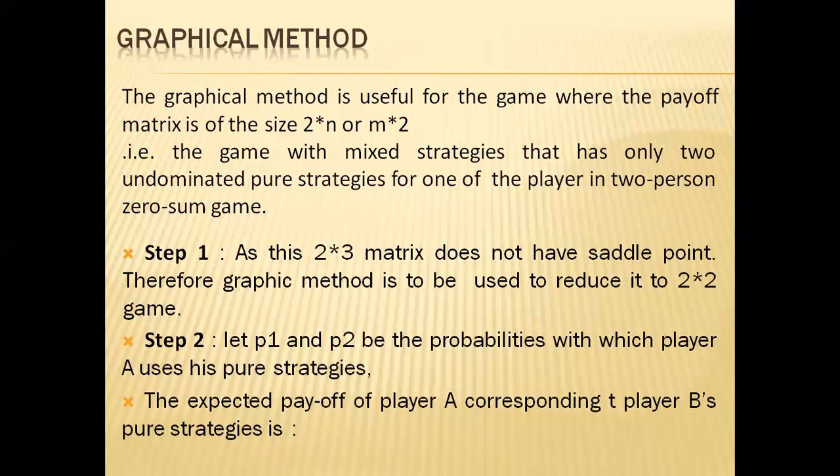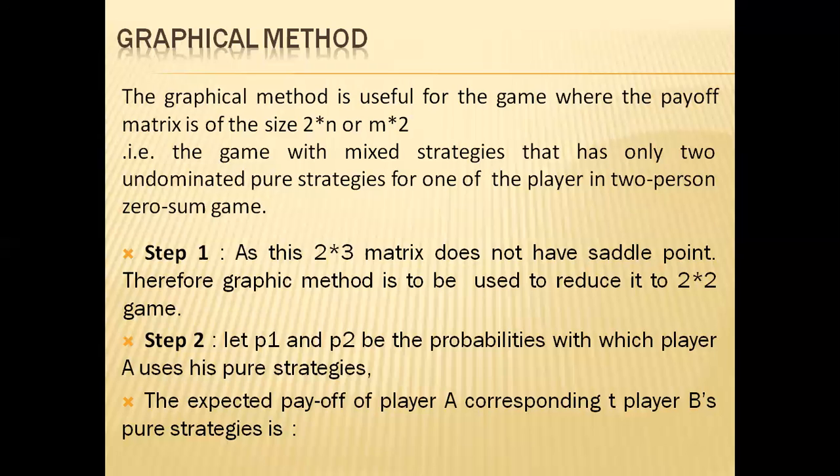In the graphical method, it is clearly specified that the size of the matrix is 2 by n or m by 2, that is, both in the case of rows and columns. Then the matrix which doesn't have the saddle point has to be reduced to the 2 by 2 game. And for that reduction, what are the steps to be taken?